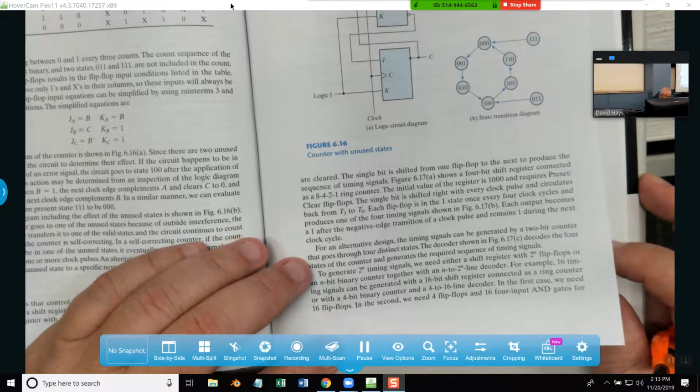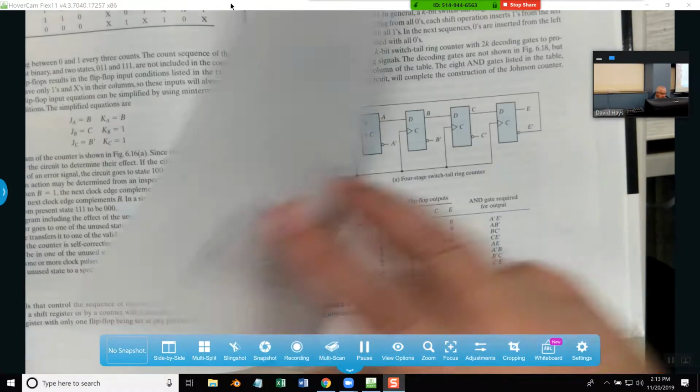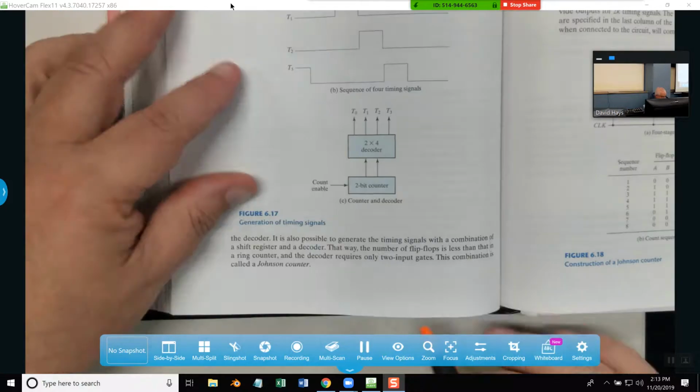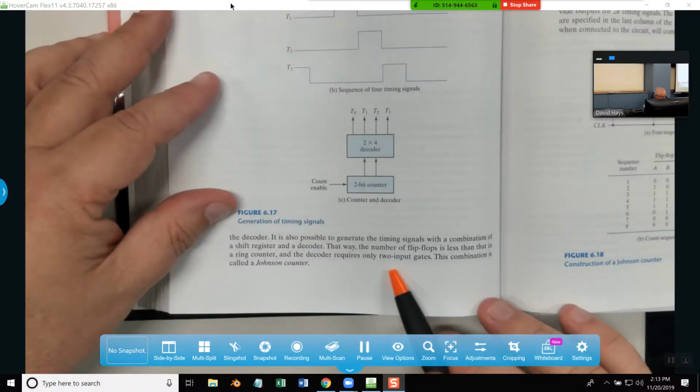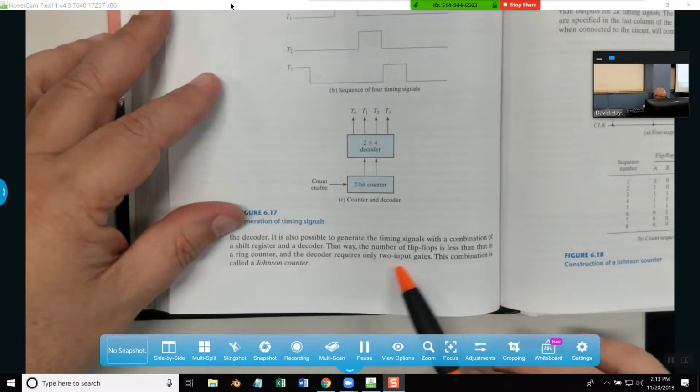It is also possible to generate timing signals with a combination of a shift register and a decoder. That way, the number of flip-flops is less than that in a ring counter, and the decoder requires only 2-input gates. The combination is called a Johnson counter. And that's what we have here.